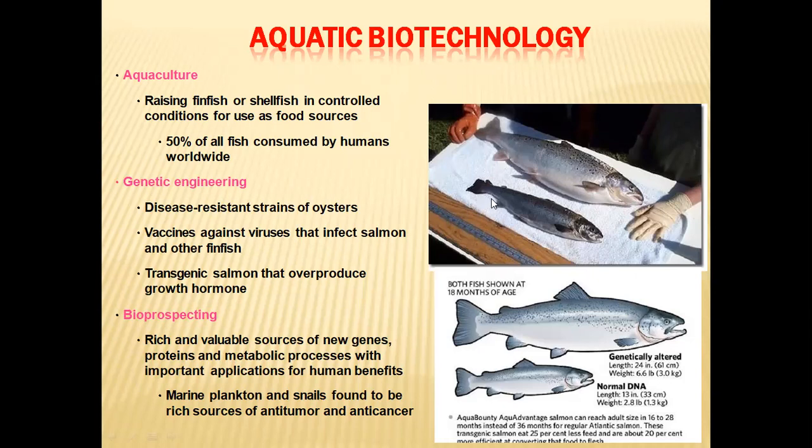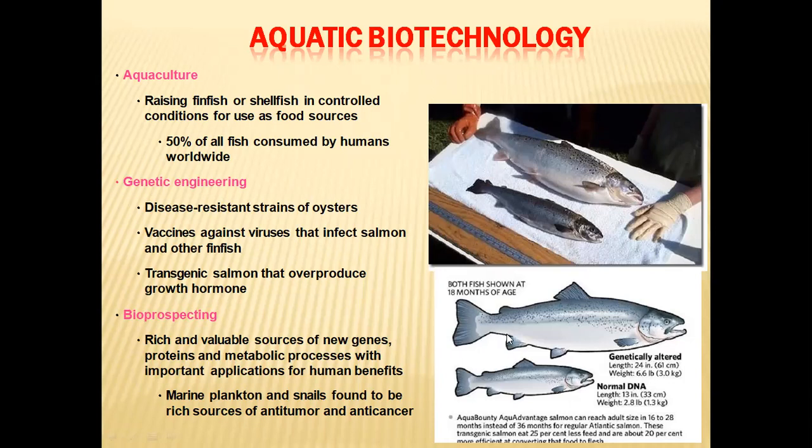We can use the knowledge of biotechnology to make them disease resistant, and we can make many vaccines or medical drugs to help them in defeating these diseases. And bioprospecting: rich and valuable sources of new genes, proteins, and metabolic processes with important applications for human benefit can be developed and can be separated from the genome of these organisms.